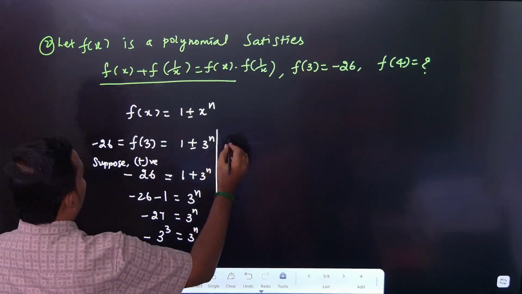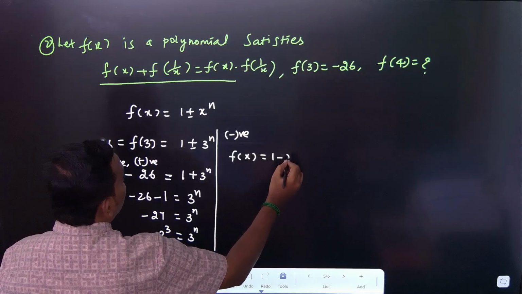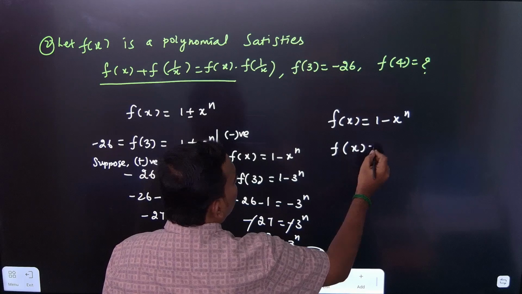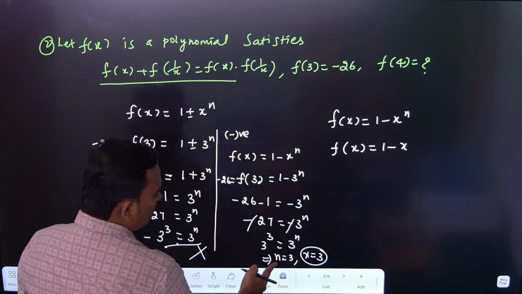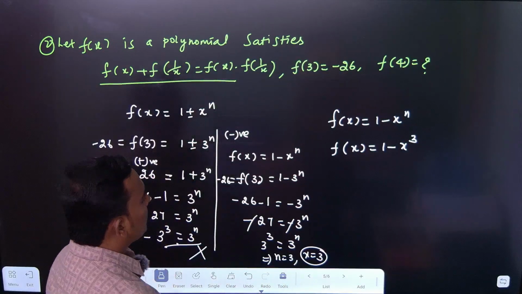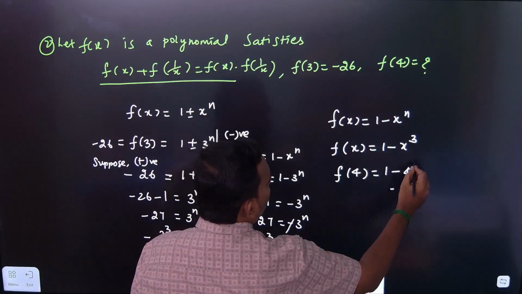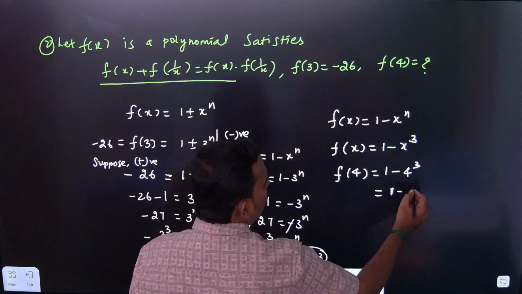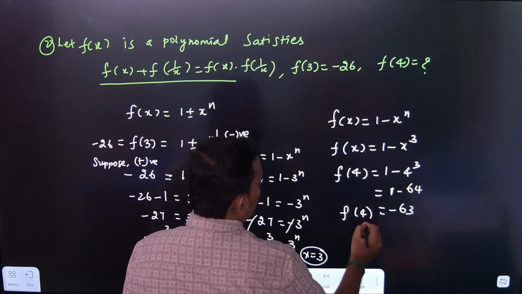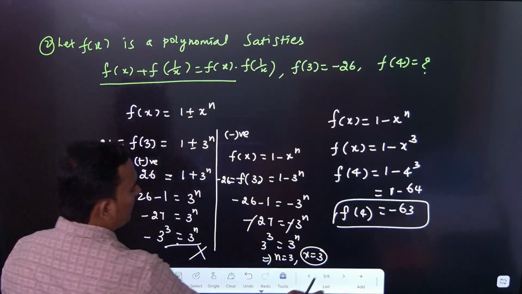Okay, let me take the negative portion. f of x equal to 1 minus x to the power n you can take. What actually is required? f of x equal to 1 minus x to the power n. What is n here? 3, right? So 3 you can replace. This is your original function. Now we need to calculate f of 4. 1 minus 4 cube you can take. 1 minus 4 cube is what? 1 minus 64, so minus 63 is your answer. Clear? I hope everyone understands. Okay, we'll go for the next question.